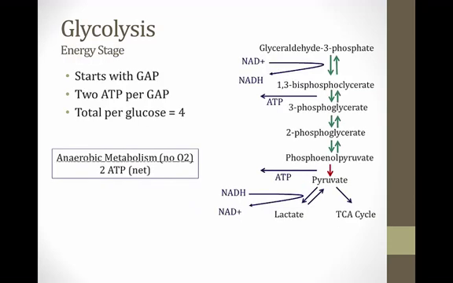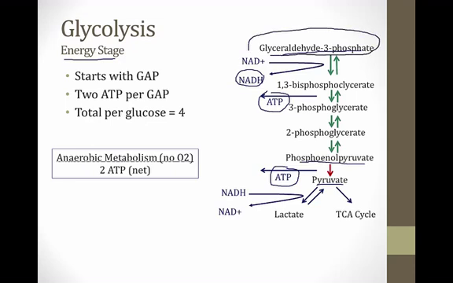The final stage of glycolysis is called the energy stage. It starts with glyceraldehyde 3-phosphate. The first reaction generates a molecule of NADH. The second reaction generates an ATP, and then the conversion of phosphoenolpyruvate to pyruvate, which is an irreversible reaction that we'll talk about more in a minute, also generates a molecule of ATP. So this stage of glycolysis generates two molecules of ATP per molecule of glyceraldehyde 3-phosphate.